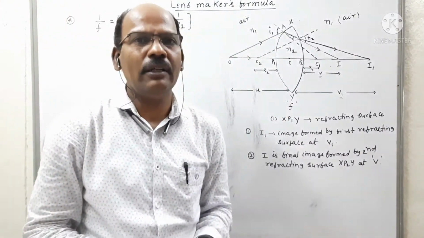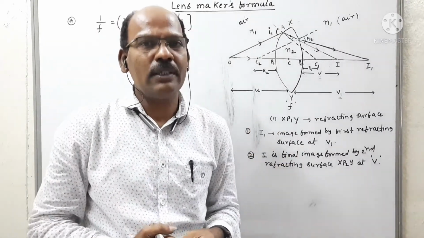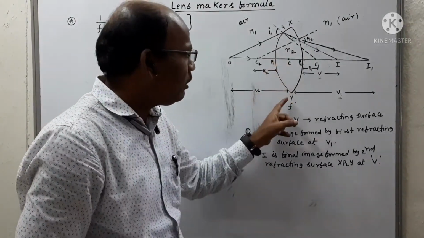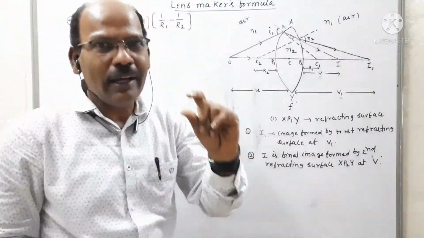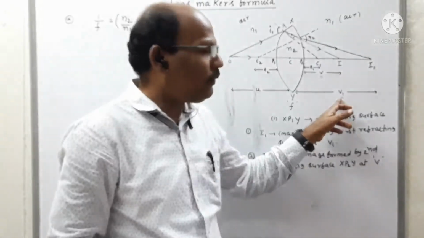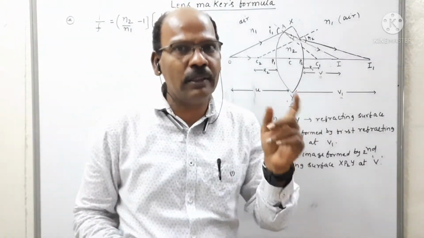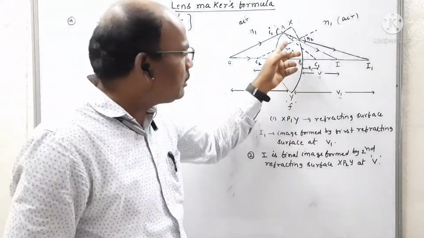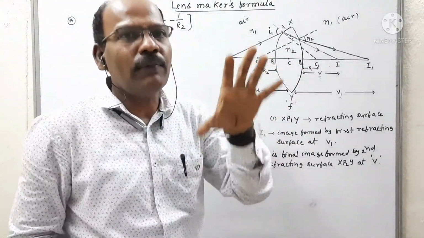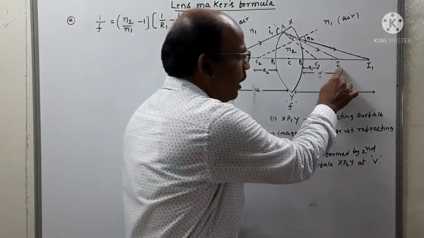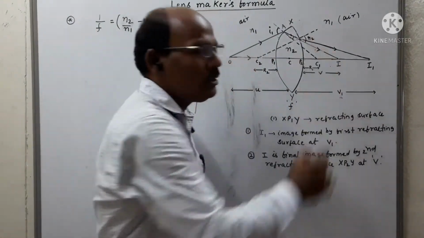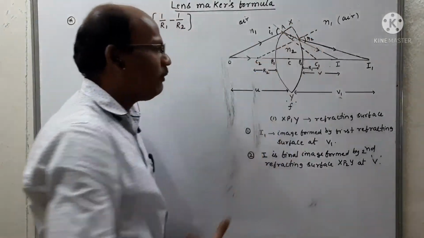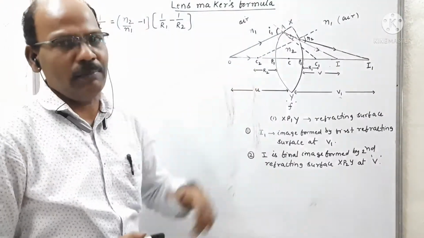Simply, we are observing that I1 is the image formed by the first refracting surface XP1Y. That image I1, which is formed at V1, acts as the virtual object for the second refracting surface XP2Y, and this refracting surface finally forms the real image at a point I, which is at a distance V. Clear? Then we can consider the first refracting surface and apply the formula.